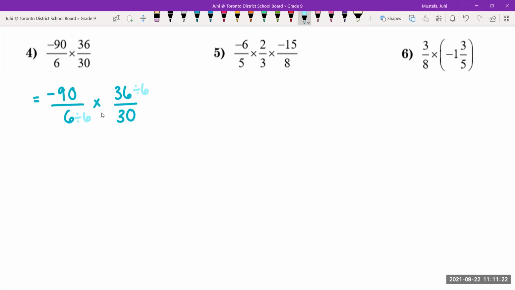Farabi, I missed you the last time. Do you want to answer this one? 3? 3 is what? 30. Yeah, perfect. So let's divide this by 30.